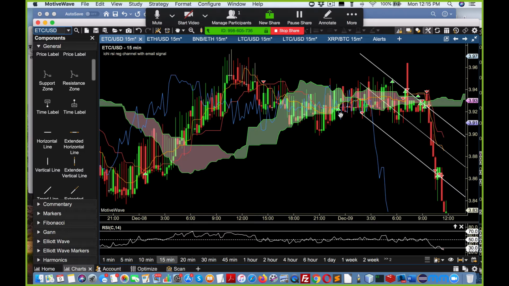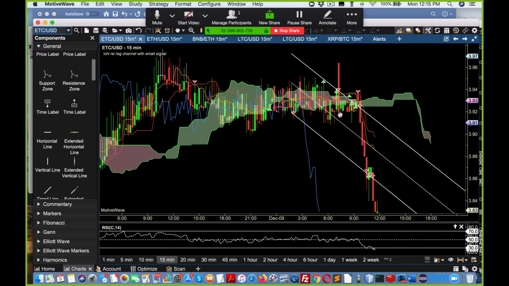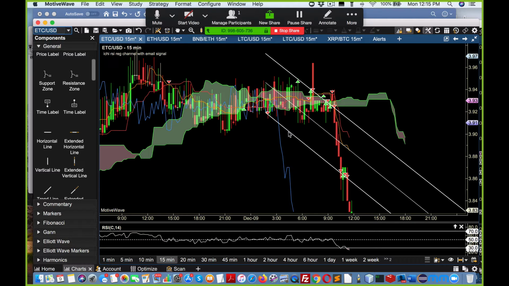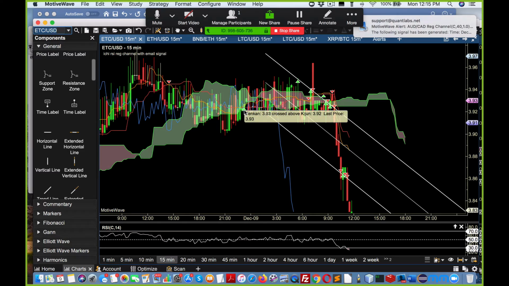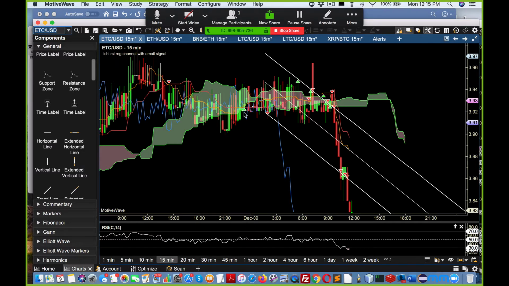Somewhere I did make a comment. This one right here got generated, and somewhere it just got slaughtered. It looks like it's sold right here, because that's not being affected. So there's the alert. We had last price 3.93 on the cross above. So 3.93 was the value. Yep, 3.93 was the last price.